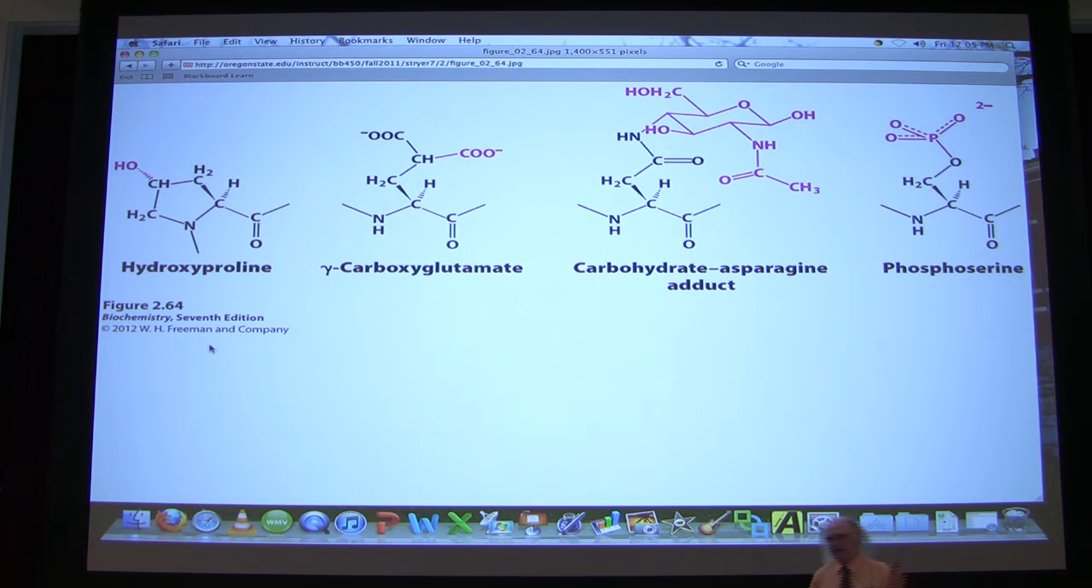So those are some things. There are other modifications that can happen to proteins, but I want you to be aware that virtually anytime you see a modified amino acid in a protein, it is because it has happened after the amino acid has been put into the protein.